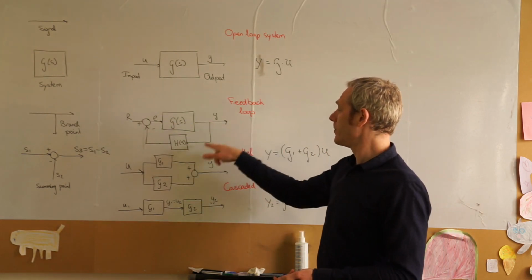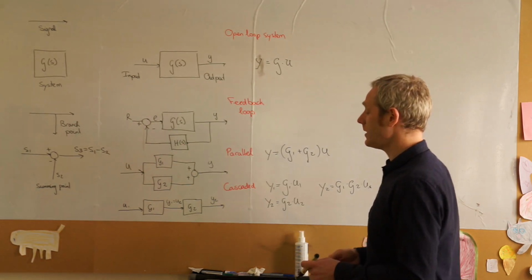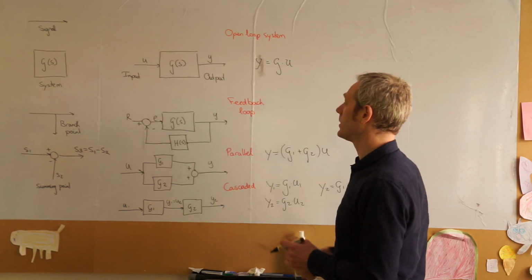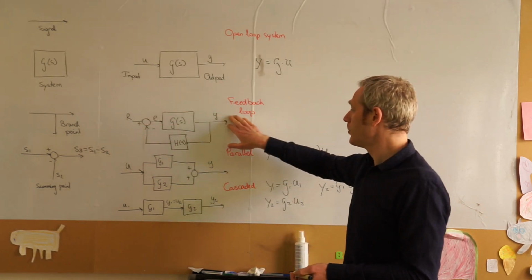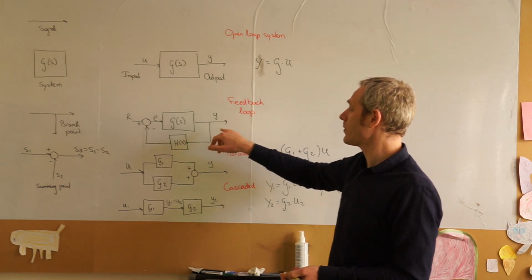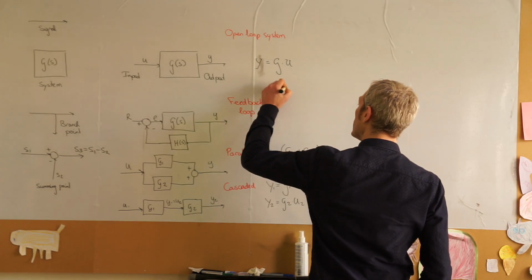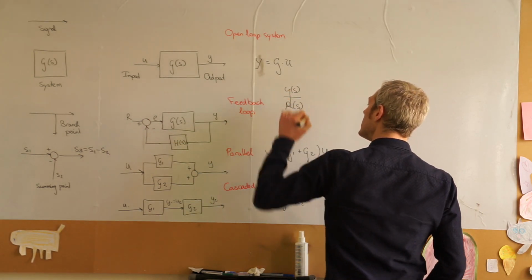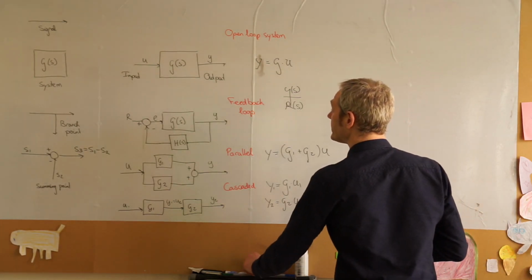Now here I've added a feedback controller. I've called that H. And what we know, we can write out the formulas because we want to know what the transfer from the input to the output is. So that's the transfer function of our closed loop system. So eventually we want to know Y of S over R of S. This is our transfer function. Now how do we start with that?